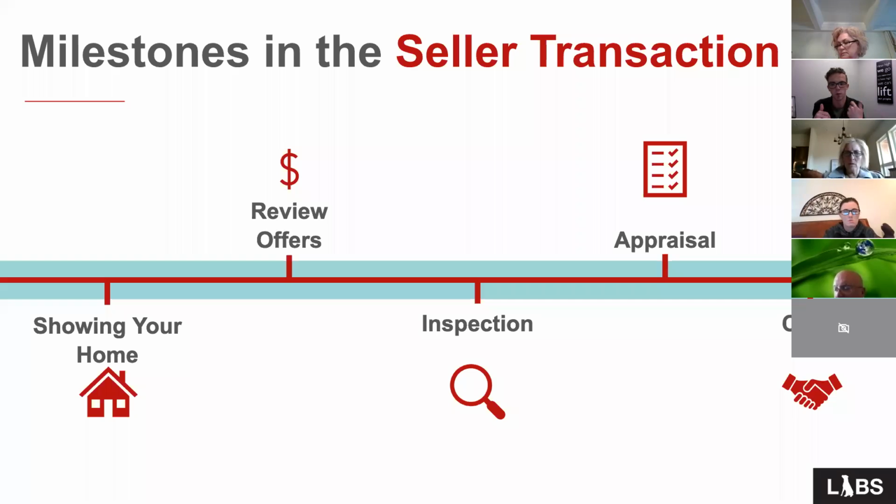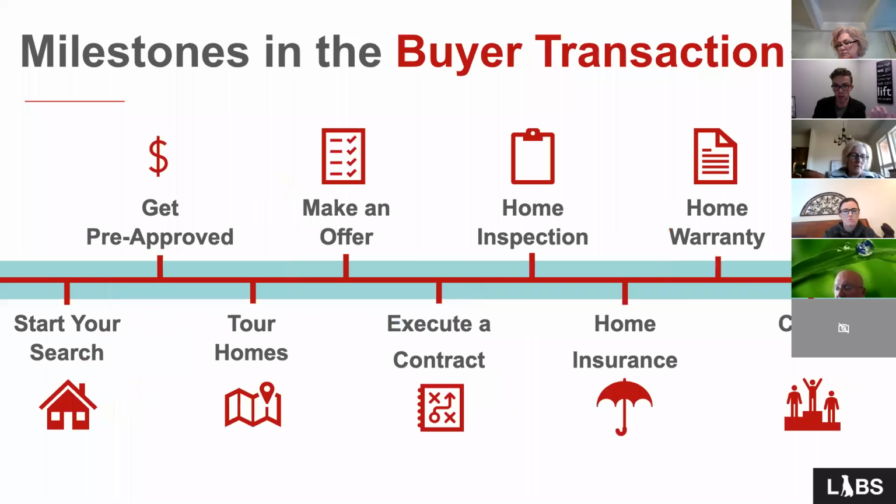So showing homes, reviewing offers, inspection, appraisal, closing, that's kind of the general idea of the seller transaction. And then you can see kind of the general steps of the buyer transaction is starting their search, getting pre-approved, touring homes, making an offer, getting a fully executed contract, the home inspection, home insurance, home warranty, the loan, all that, all the way through closing. So what are those steps that you want your clients to know about?